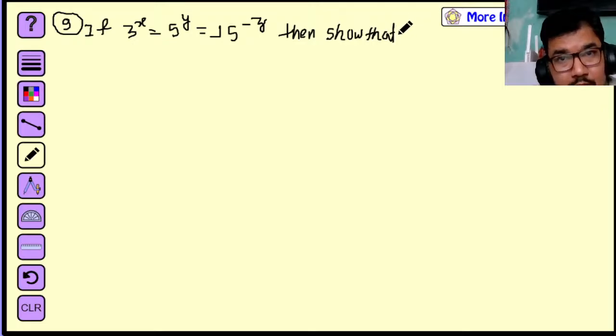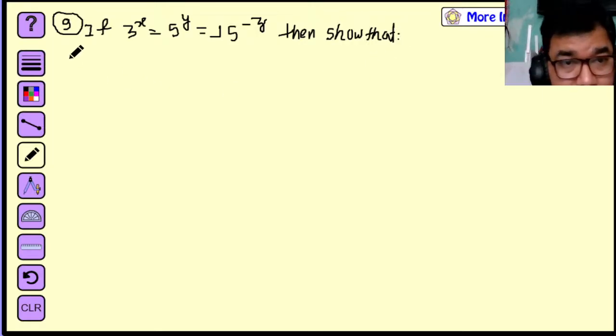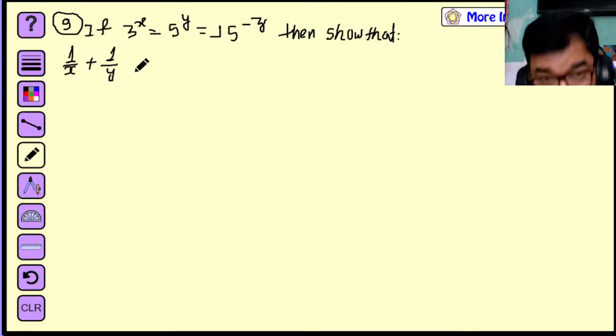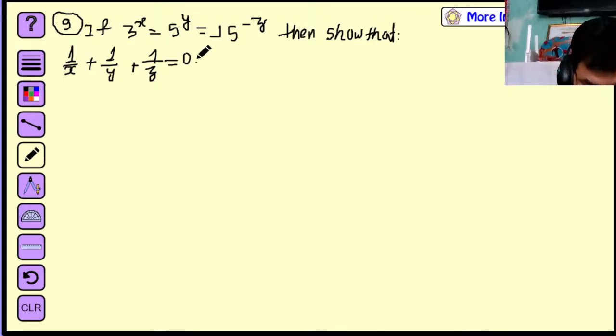The question is asking to show 1 by x plus 1 by y plus 1 by z equals 0. We have to prove it. This is the question to prove. And now look here, in this condition, how to show them.